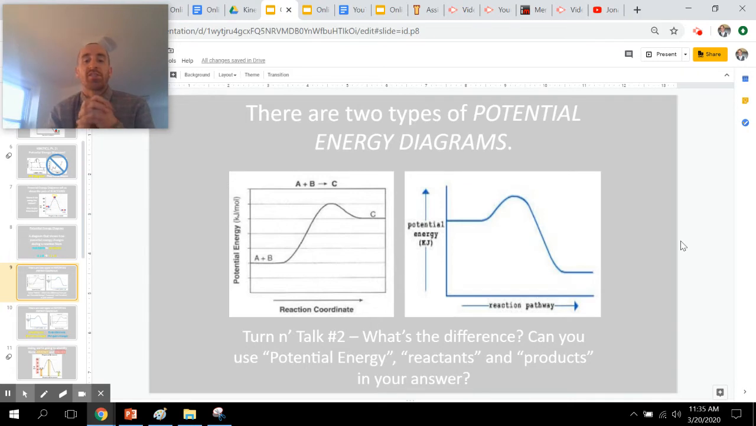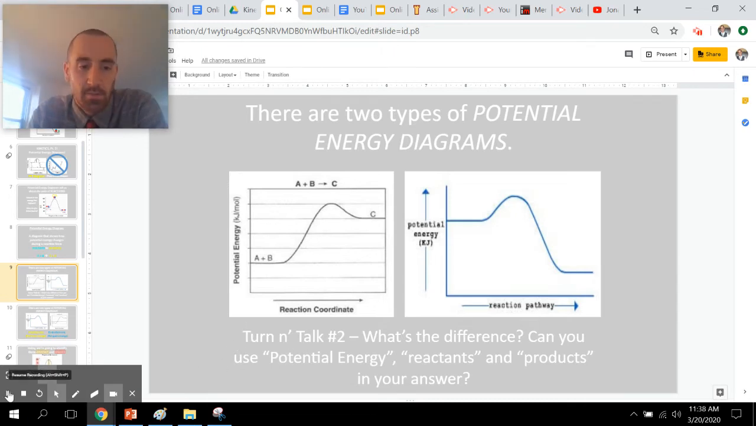Okay, now this is something you absolutely need to know. There are two types of potential energy diagrams. Take a minute, definitely pause the video, look at these carefully, and think about the answers to these questions down here. So pause the video and answer as many of these as you can.